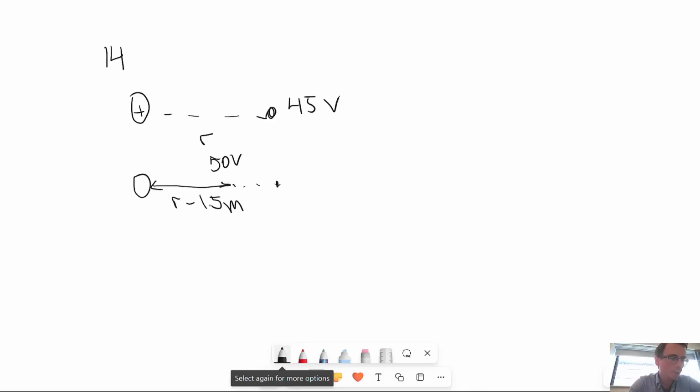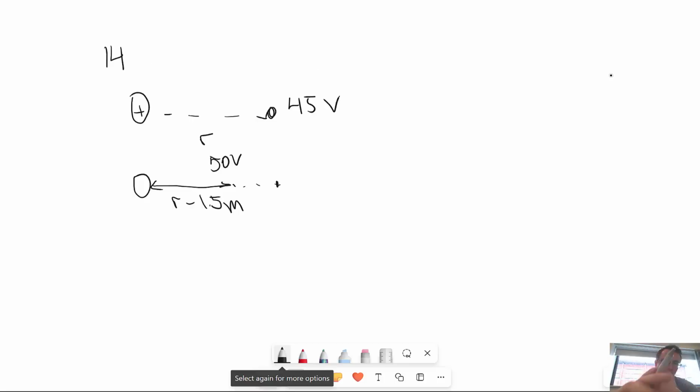So for question 14, we have a positive charge, and then a distance r away from it we have a potential of 45 volts. If we were to decrease the distance by 1.5 meters, the potential will increase to 50 volts, and what we need to do is figure out the value of R. So what is the best way to tackle this problem?